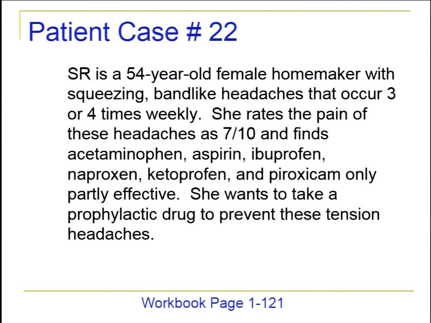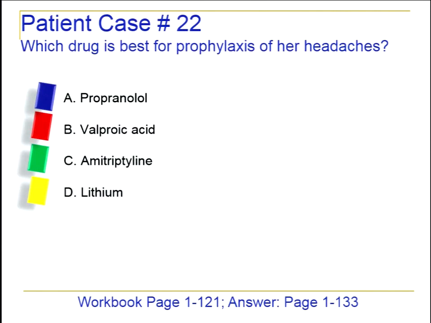SR is a 54-year-old female homemaker with squeezing, band-like headaches that occur 3 or 4 times a week. She rates the pain of the headaches as 7 out of 10 and finds that acetaminophen, aspirin, ibuprofen, naproxen, ketoprofen, and piroxicam really don't work so well. And she wants to take a prophylactic drug for these headaches. So these are tension headaches. What will you choose? Same choices: propranolol, valproate, amitriptyline, or lithium.